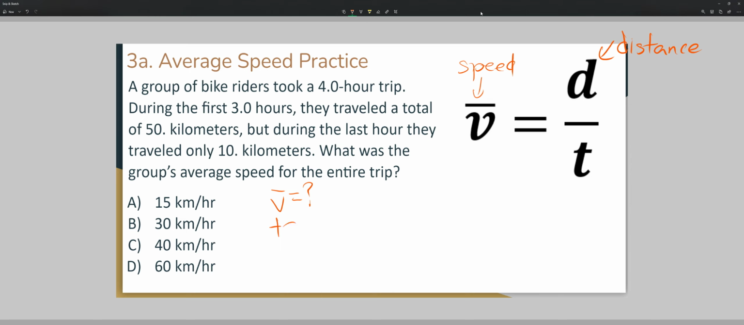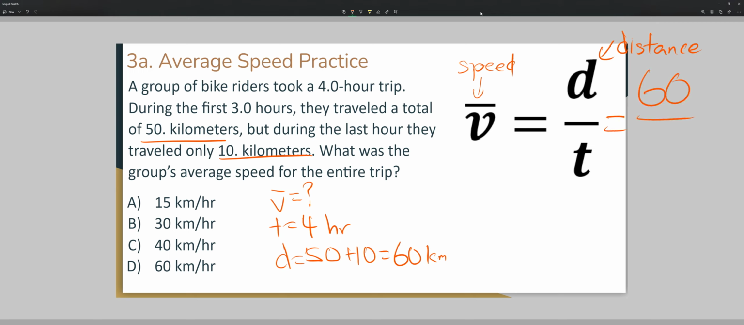So your total time of this trip is 4 hours. Well, what's your total distance? Your total distance is 50 kilometers. And then you travel another 10 kilometers, so that's 50 plus 10 gives you 60 kilometers. So you plug these into this formula. 60 is D and T is 4. And you get 15 kilometers per hour. So you get A there.